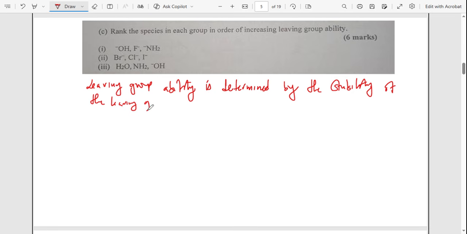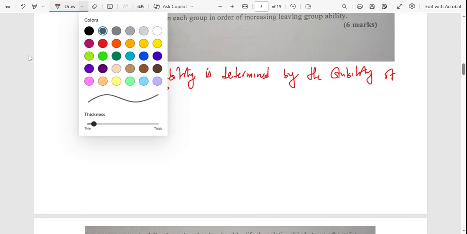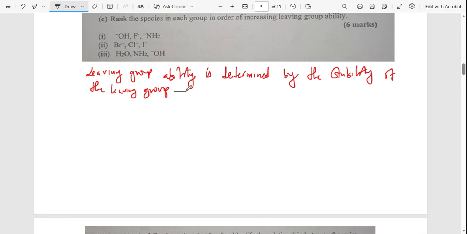And by stability, what do we mean? Those leaving groups that are going to be weaker bases are actually better. Okay. Number 1, weaker bases. Besides weaker bases, those that are non-charged molecules are more stable. So this is what you need to know.